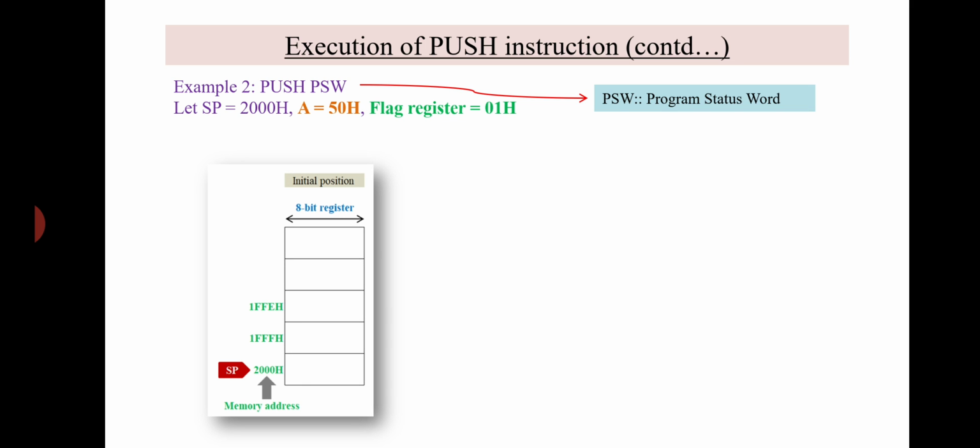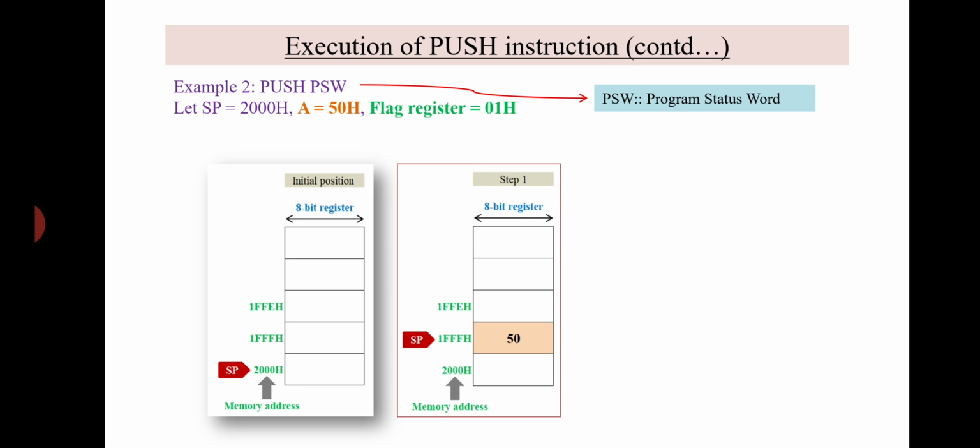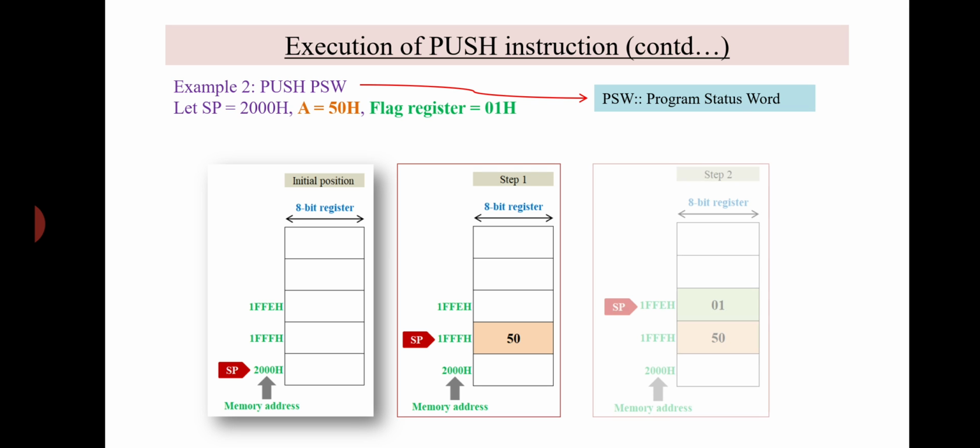Again this is the initial position of the stack, and you can see the stack pointer is pointing to the location 2000. When this PUSH PSW instruction is executed, the stack pointer will be decremented and it will point to 1FFF, and here the data which is in the accumulator will be stored. Again the stack pointer will be decremented and now it will point to 1FFE. Here the status of the flag register will be stored.